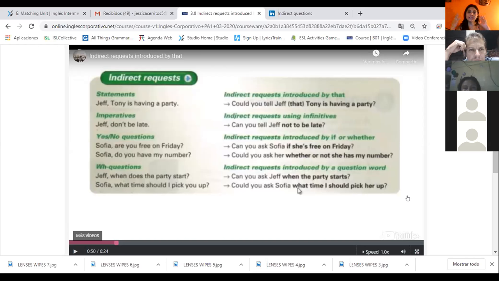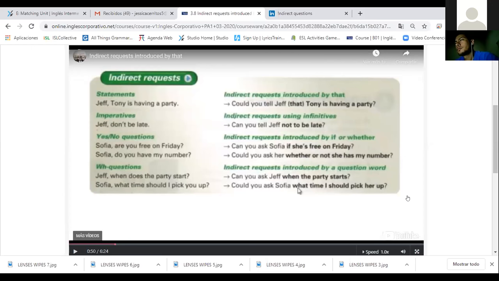All right. So I'm not telling Jeff directly. I'm asking someone to tell him. All right. We have imperatives, okay? Ellie, can you read imperatives? Imperative. Jeff, don't be late. Jeff, don't be late, very good. And Gerardo, can you read indirect request using infinitives? Okay. Can you tell Jeff not to be late?